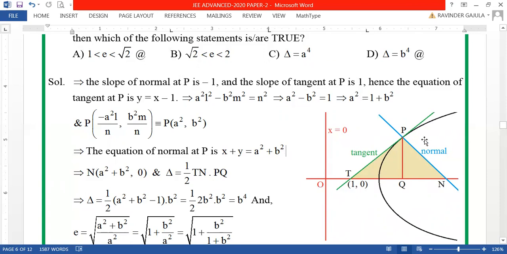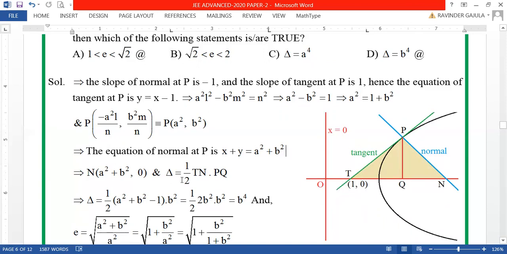Right. Now the triangle PTN is the triangle made by the tangent, the normal and the x-axis. Then the area of the triangle, delta, can be taken as half into base into height. So half into TN is the base. But what is the point N here? Point N is a square plus b square comma 0. Substituting y equals 0 here, x is a square plus b square.